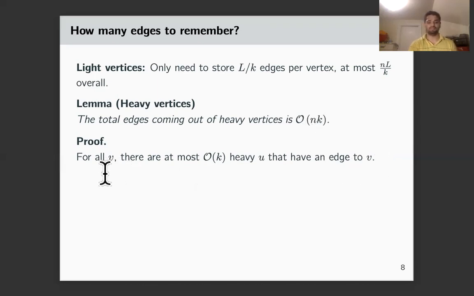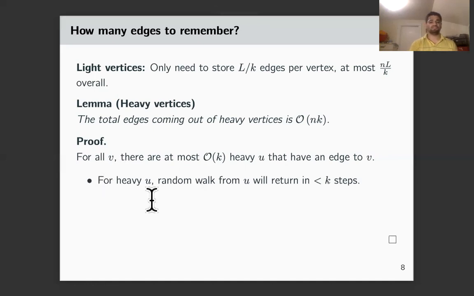So I fix a vertex V, and I use the definition of heavy to conclude that a random walk that starts from a heavy U will return to itself in less than k steps. Now, this definition has an expectation inside. It says that in expectation, it will return in less than k steps. But let us assume for now that this is true for all random walks. This only changes the constants in the big O, so it's not really a big assumption.